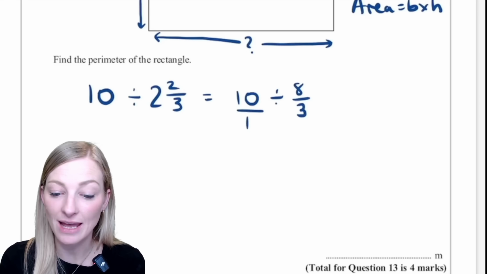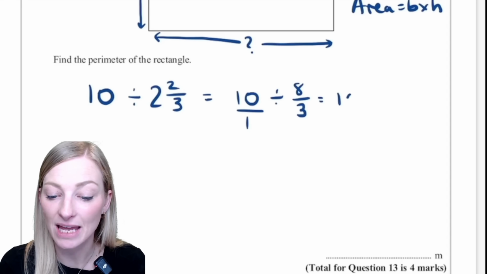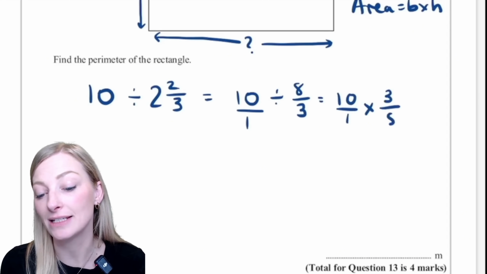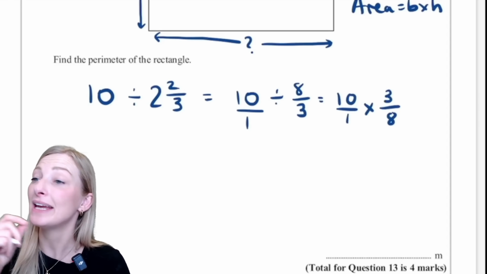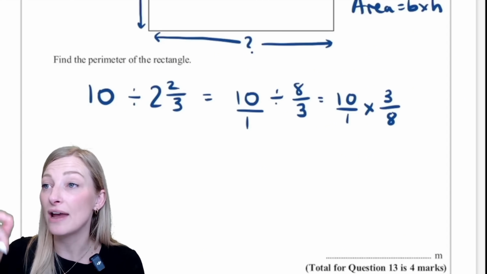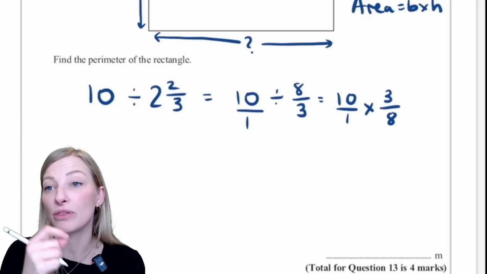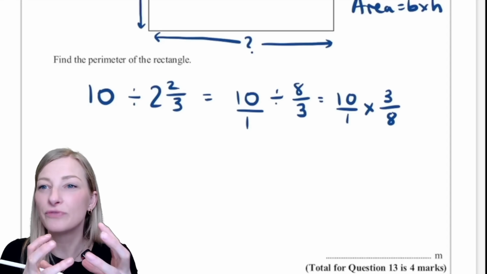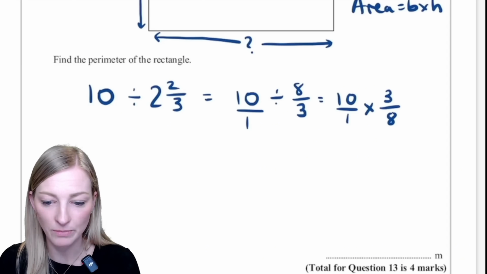Instead of dividing by 8/3, we're going to say that's the same as 10 over 1 multiplied by 3 over 8. Dividing by a fraction is the same as multiplying by its reciprocal. So dividing by 8 over 3 is the same as multiplying by 3 over 8. The reciprocal is when you invert that fraction, or if it was 5, it would become 1 over 5, for example. So there we go.